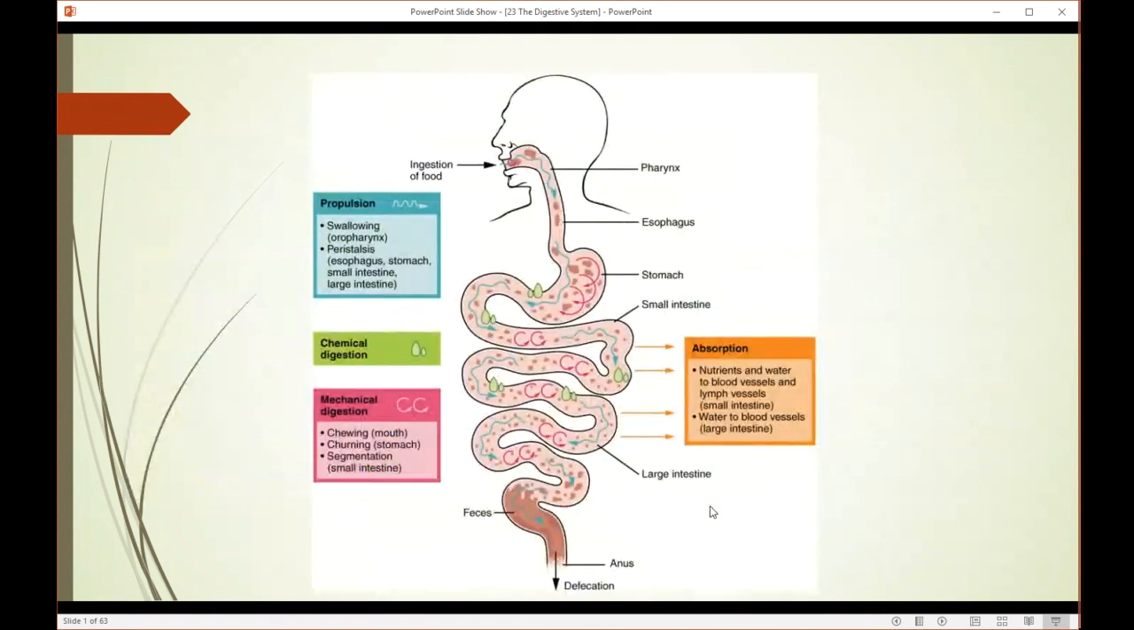Okay. This is just another diagram. I think this one is directly from your textbook. So we have that propulsion, okay? So we have the swallowing and then the peristalsis action. We have our chemical digestion, which is our enzymes. We have mechanical digestion, so our chewing here, our churning, which is what our stomach does, and then our segmentation here. And then we have our absorption, so we're absorbing nutrients and water.